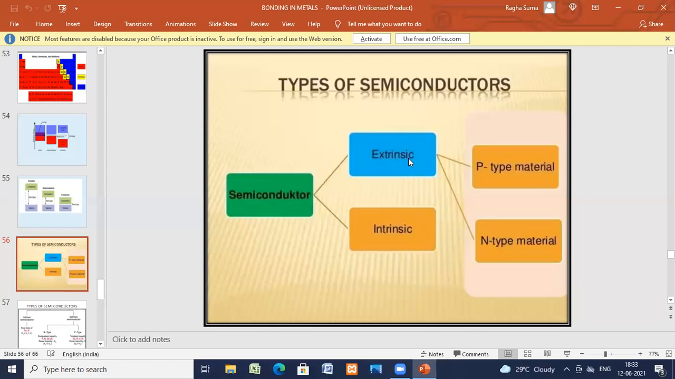What is the carrier concentration? What is the Fermi level variation with temperature? We'll see. What is the Hall effect? What is a p-type semiconductor? We'll see. Where are the applications? How is it? So we will see.